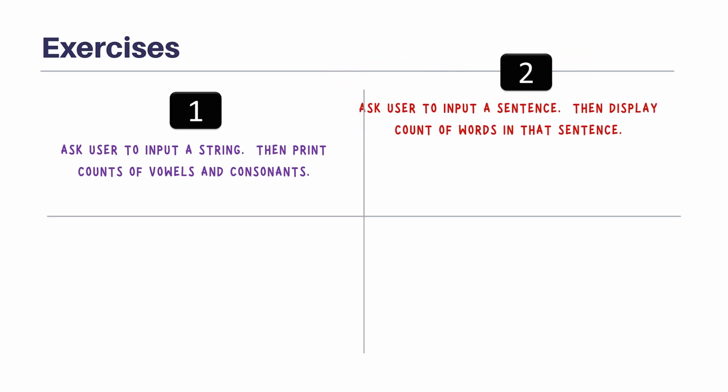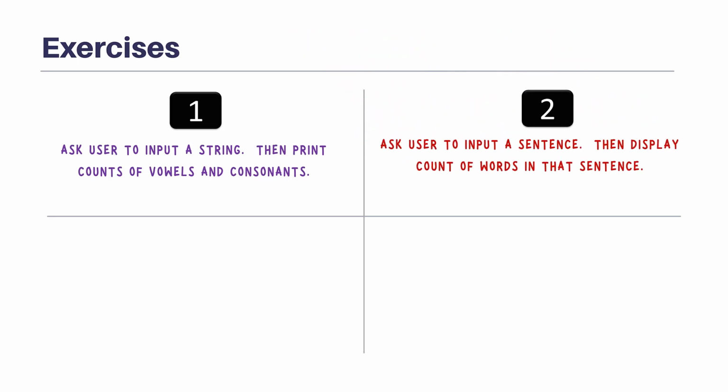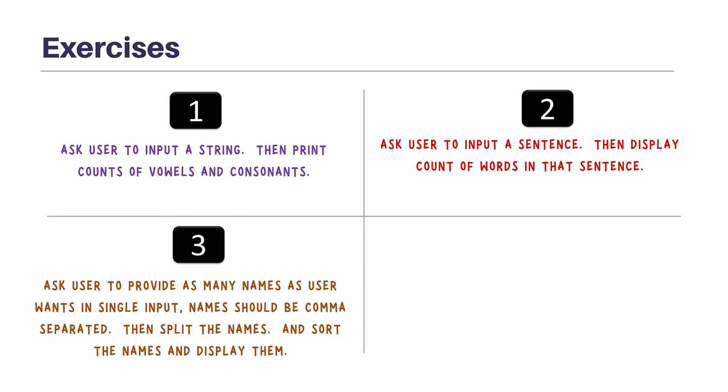In the second exercise, ask the user to input a sentence and then display the count of words in that particular sentence. In the third exercise, ask the user to provide as many names as the user wants. In a single input, the names should be separated by comma. Then split that string into multiple strings so that each string contains a single name. Then sort that collection of names and then display it.